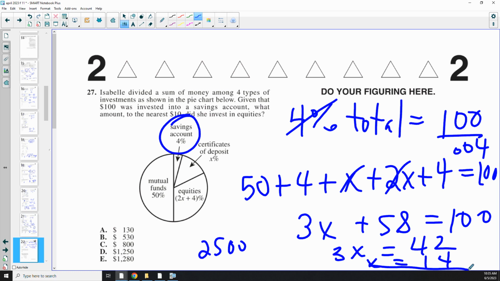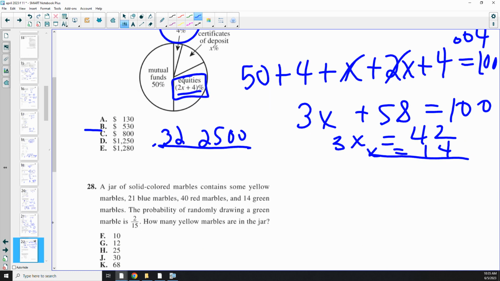Since x is 14, the question is what percent is invested in the equities. So it would be 2 times 14, 28, plus 4, 32% of the total. I got 800 for the answer, C. Confusing little problem.